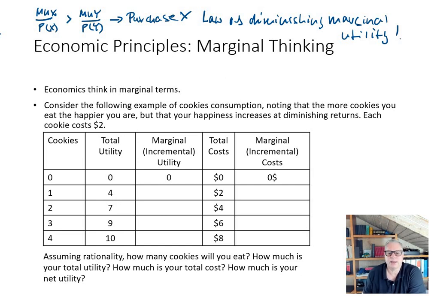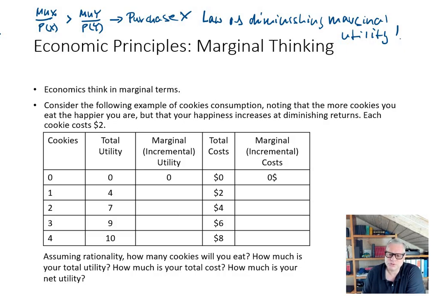So now let's apply it. So we have cookies, and we know if we have no cookies, of course we don't get any utility, but if we have one, we get a total utility of 4. Well, if we have 2, it's even better. Our total utility goes up from 4 to 7. And if we eat 3 cookies, we feel like, oh wow, we get a total utility of 9. And if we have 4, we get a total utility of 10.